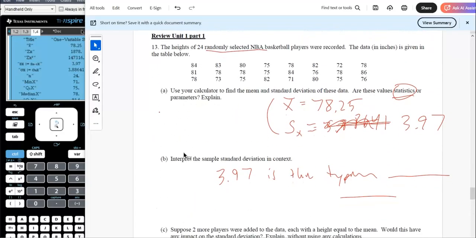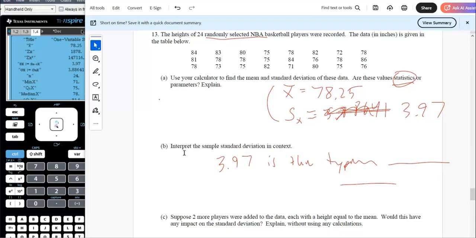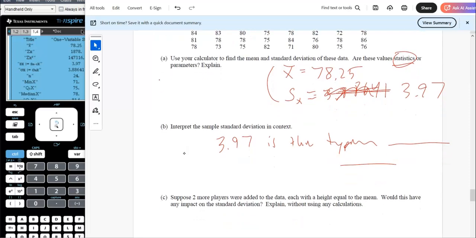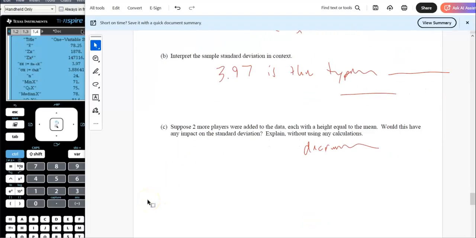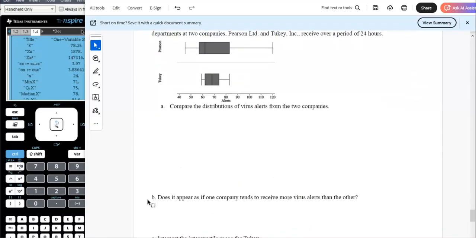Suppose two players were added to the data, each with a height equal to the mean. Would this have any impact on standard deviation? Well, a height equal to the mean has a deviation of 0 for those two players. So yes, it's going to make it decrease because there's less distance from the mean, right? 0 is not a lot of distance from the mean.